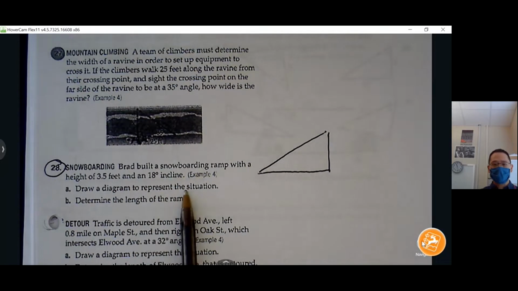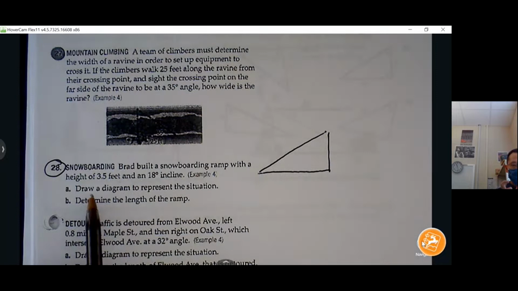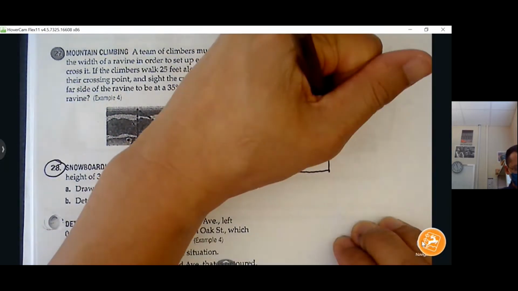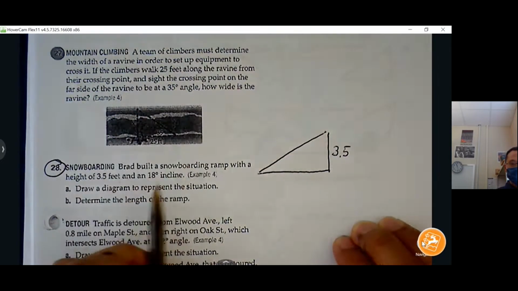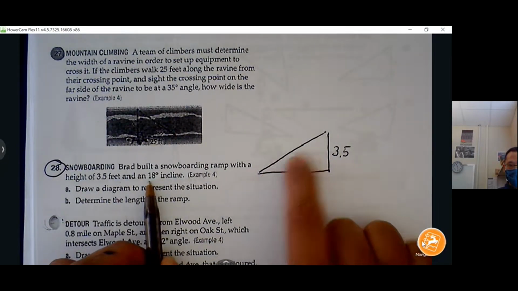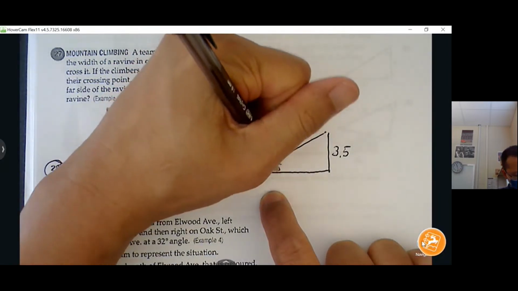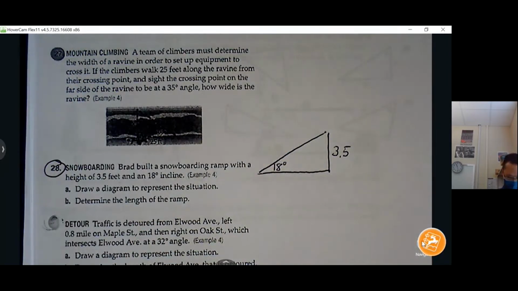Draw a diagram representing the situation. The height is 3.5 feet. So when you see the word height, you know that's a vertical component. Incline, so that's going to be where you see your triangle beginning to rise. Okay, so that's the information that I have right now. Are we okay with that? Okay, good. That's the diagram for part A.